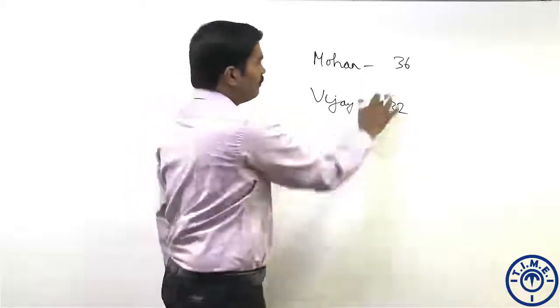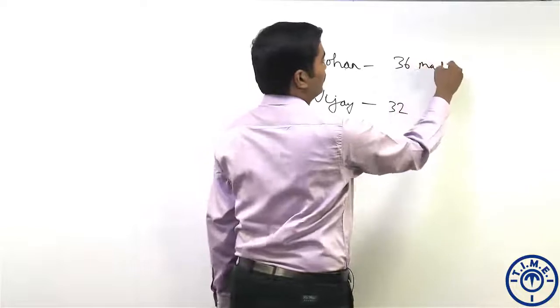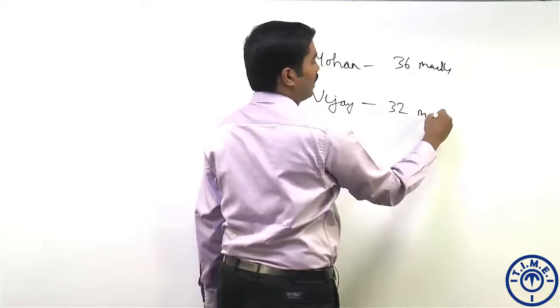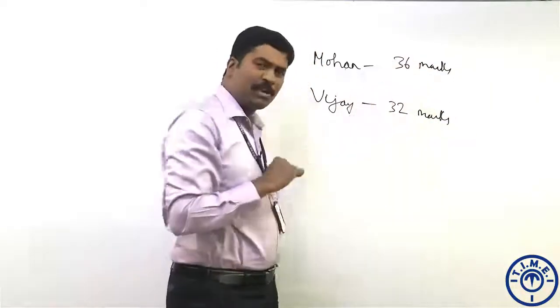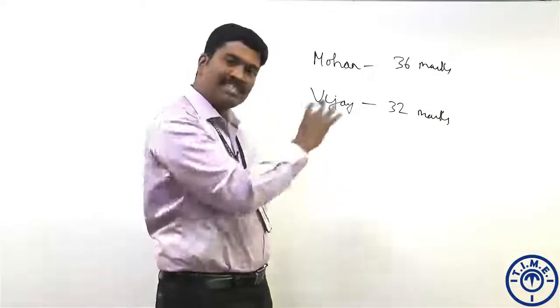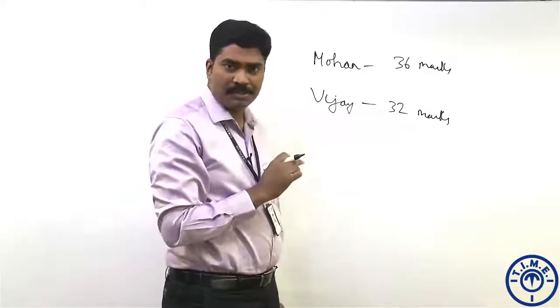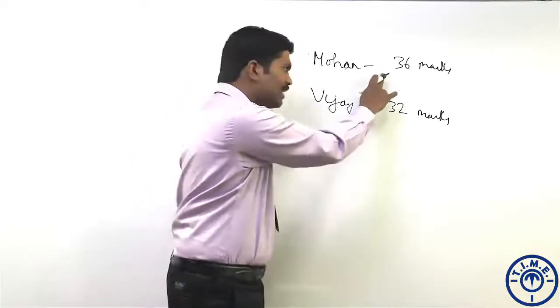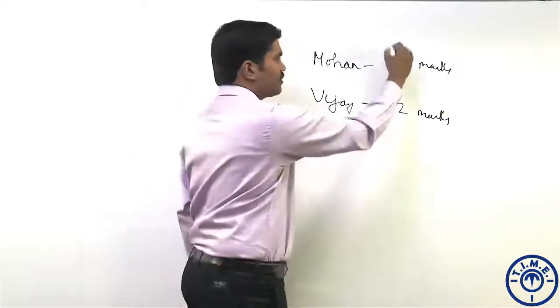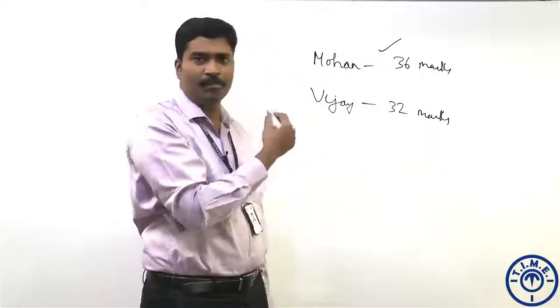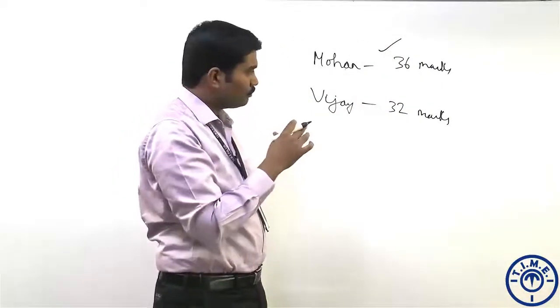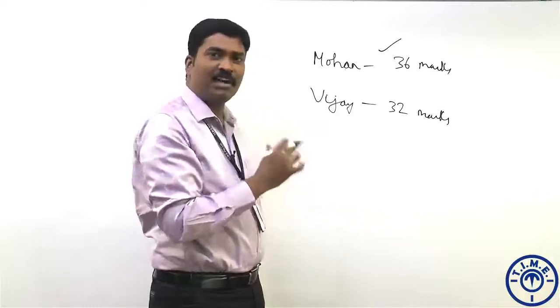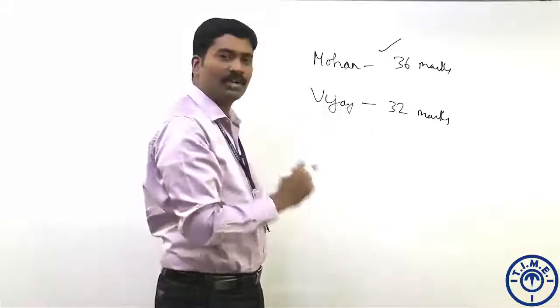Mohan got 36 marks in the test and Vijay got 32 marks in the test. Just by looking at it, can we say who got more marks? The answer to the question, who got more marks here? Clearly, if I just look at the marks, yes, Mohan did get more marks. Now, if it is so obvious, why do we think both of them are fighting over "I got more marks, I got more marks"?